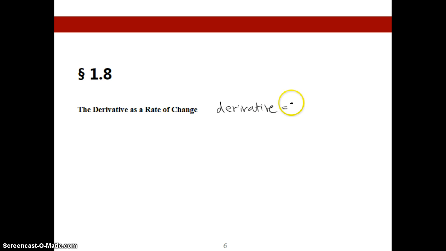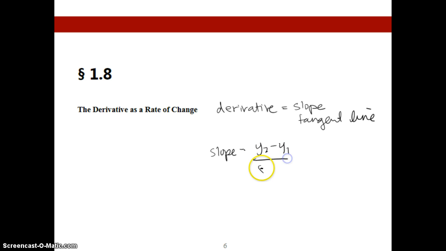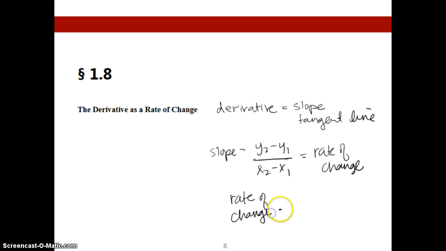Remember, a derivative is the same thing as the slope of a tangent line. And remember, slope is y2 minus y1 over x2 minus x1, which hopefully you'll see is the same thing as the rate of change. And so what we're going to relate this to is a rate of change as a velocity of an object.